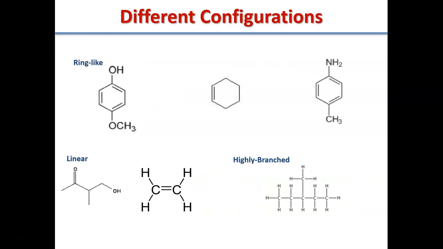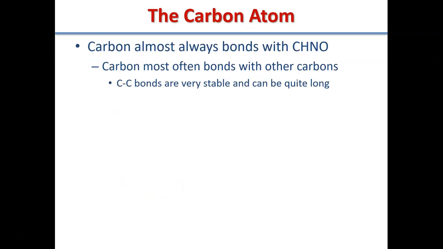Also, there are different configurations. I won't ask too many questions here, but you may see it in chemistry courses in which carbon can form these ring-like structures. It can form highly branched structures, and also things that are going to be more linear, more like a line.